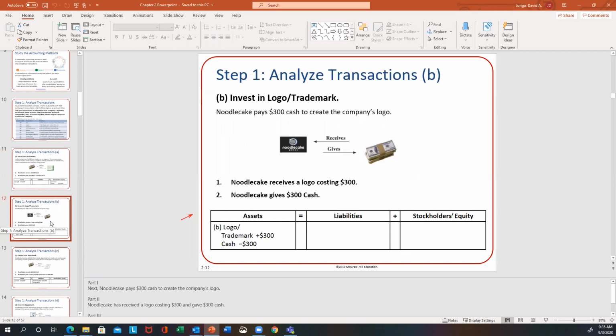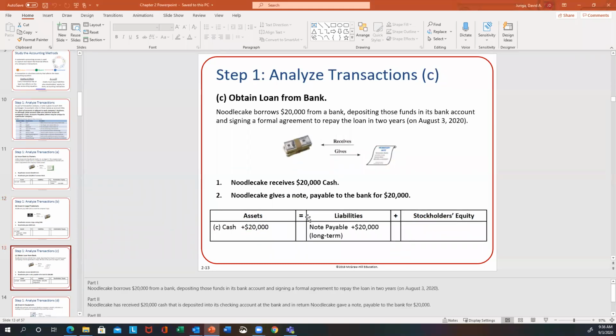Notice in the next one, they buy a trademark, which is what they call an intangible asset. It's going to cost us $300, and then we're going to put it into a trademark category. These are both assets. So also notice that the only category affected on the accounting equation is just your assets. It's a plus or minus 300. So that again is why you are still balanced. Here's an example where they're borrowing money, taking a loan out from a bank. So you got the cash, but then it's a liability. So you increase the cash and you increase your liability.